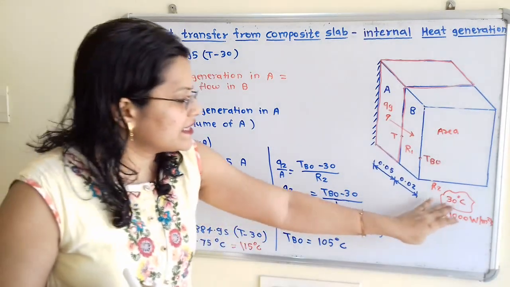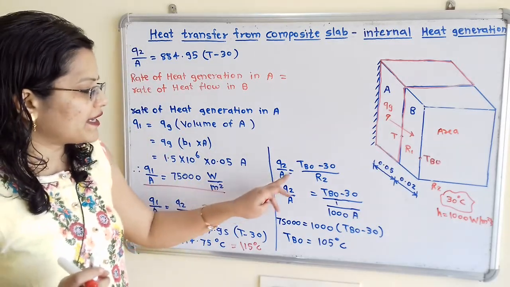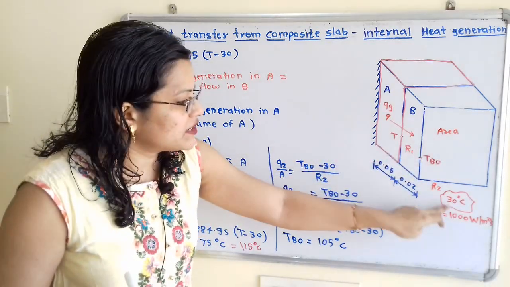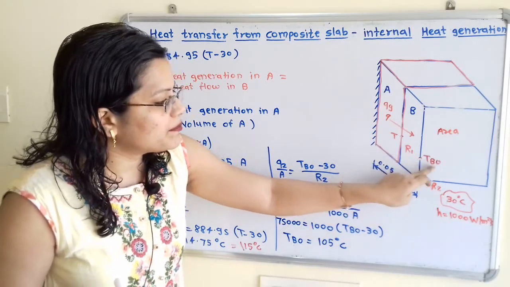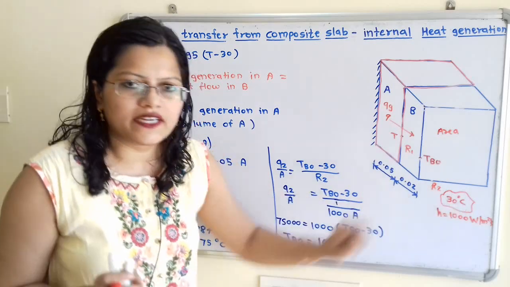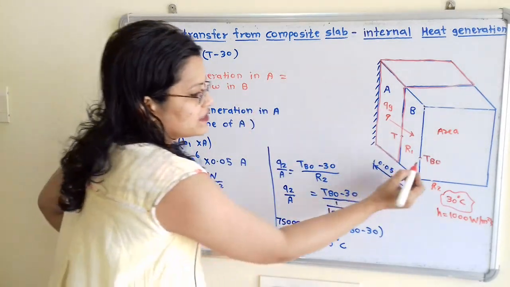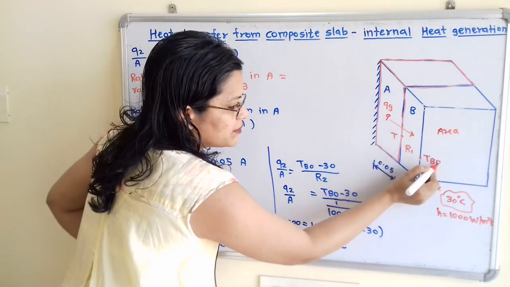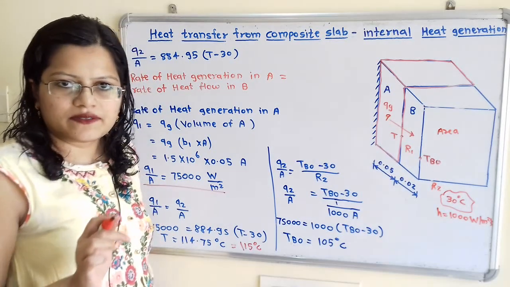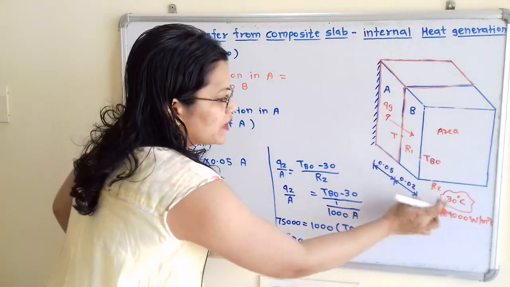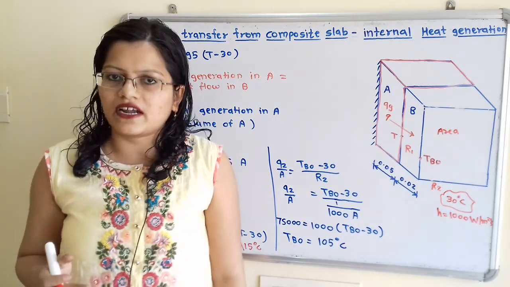So we can easily take this by using the formula, that is Q2 by A is equal to temperature difference. So the temperature difference between these two faces is TBO minus 30 degrees Celsius. Now what is the direction? Direction is towards the right hand side. So the initial temperature will be TBO, and then the other temperature is 30 degrees Celsius. Now between these two temperatures there is the resistance R2 for the convective heat transfer.